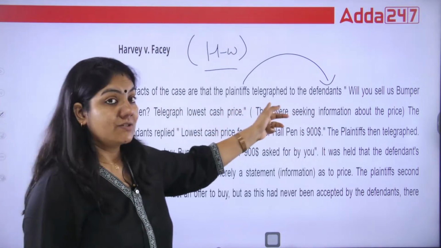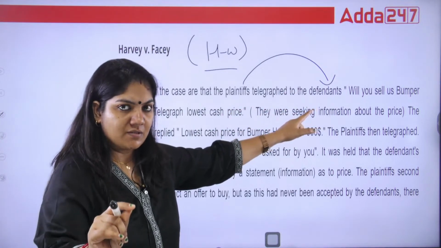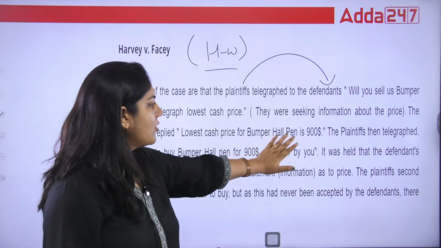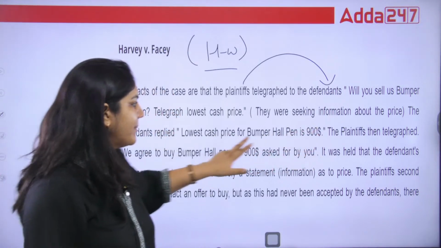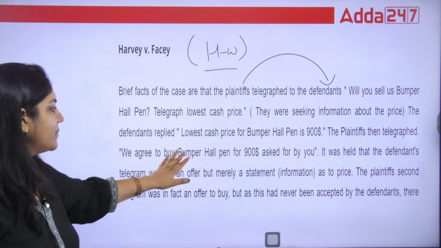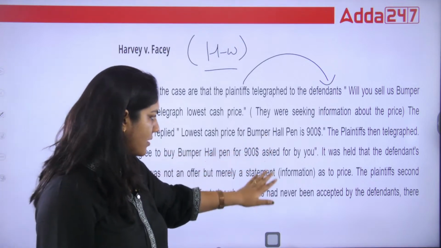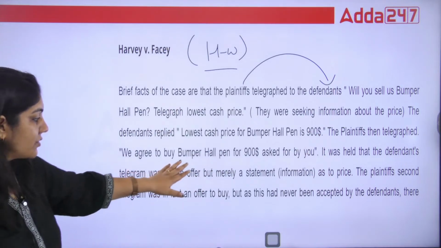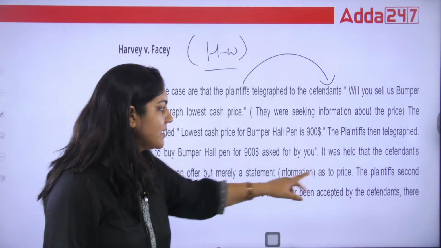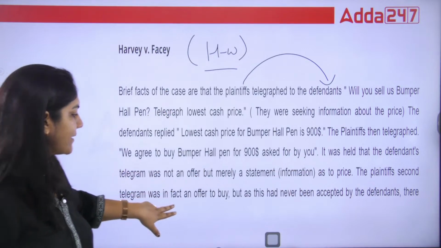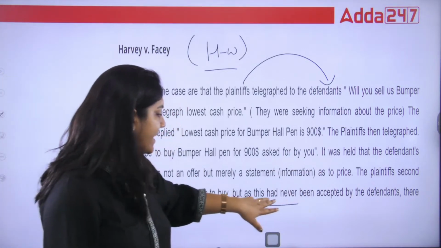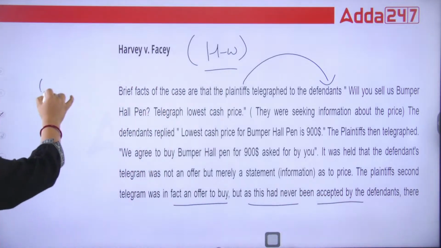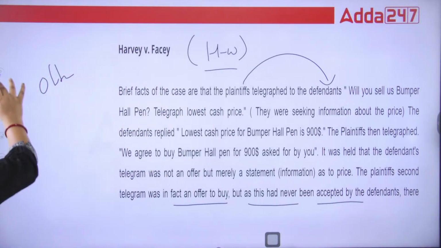It means that is not an offer. I'm just giving you the hint. That is not an offer. The defendant replied, lowest cash price for bumper hall pen is $900. The plaintiff then telegraphed, we agree to buy bumper hall pen for $900, as asked for by you. It was held that the defendant's telegram was not an offer but merely a statement as to price. The plaintiff's second telegram was in fact an offer to buy, but this had never been accepted by the defendant. So you have to tell me whether this is an offer or not.